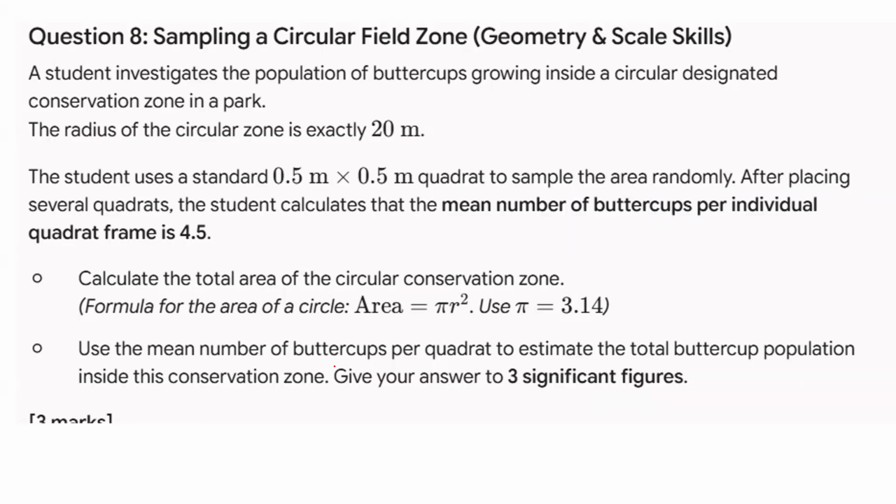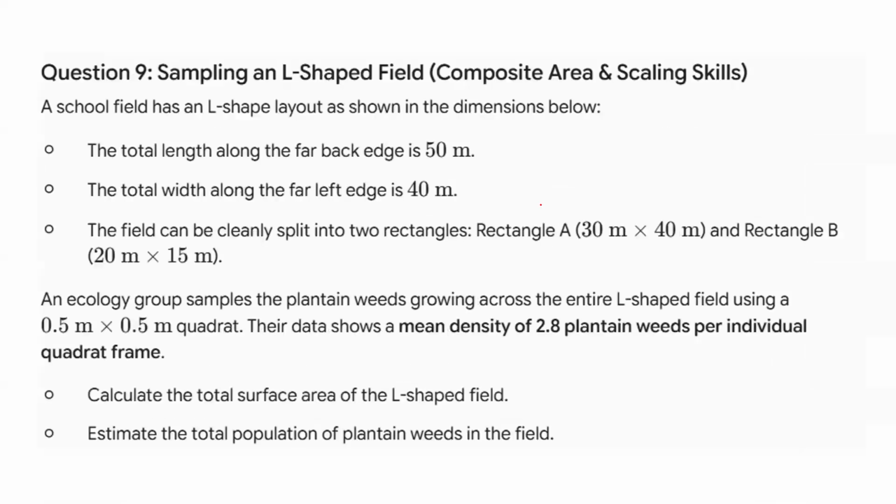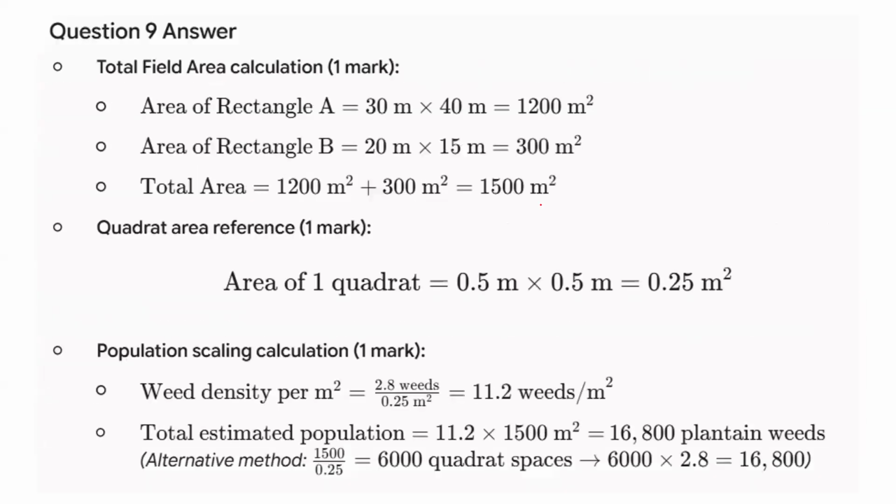Now I've tried to make them a little bit different. The first one is about a circular field, so it's talking a bit of maths. And there are answers following it. The second one is about an L-shaped field. So again, just have a little look through, and make sure that you are aware of how to estimate the number of plants in a certain area.